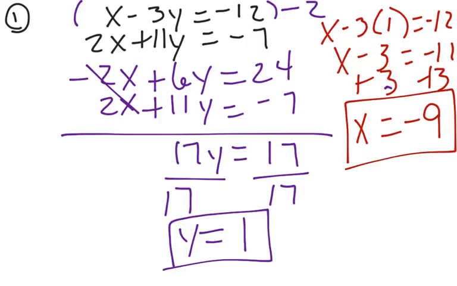If you wanted to check your work, you could take these 2 answers you got back to either of the original equations, plug it in. For example, you would say 2 times -9 plus 11 times 1, and hopefully you would get -7. If you got -7, that's great. If you didn't, you got a problem.